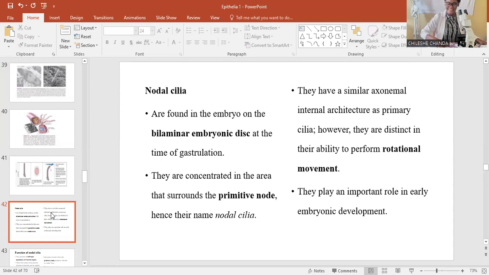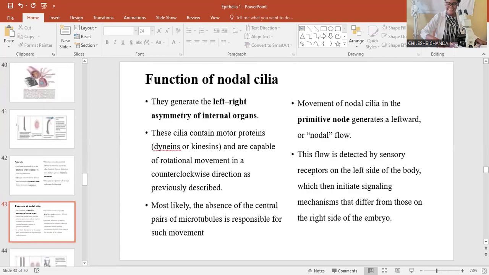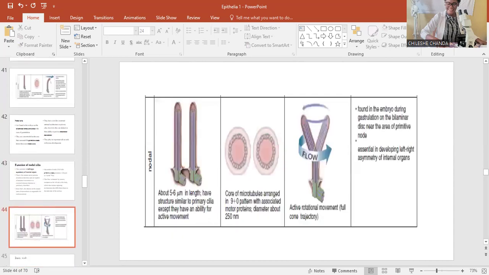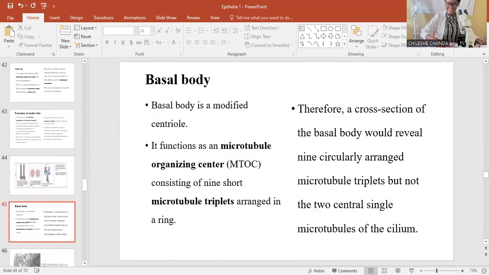And then the next type of cilia that you're going to find will be nodocilia. Nodocilia is usually found in the embryonic disc, as there is development of the embryo. You will be able to understand this once we start doing embryology.